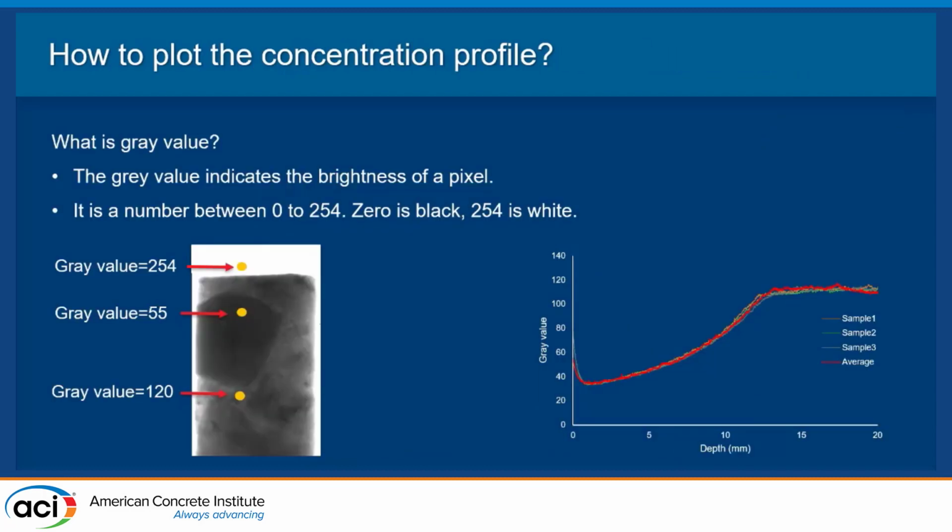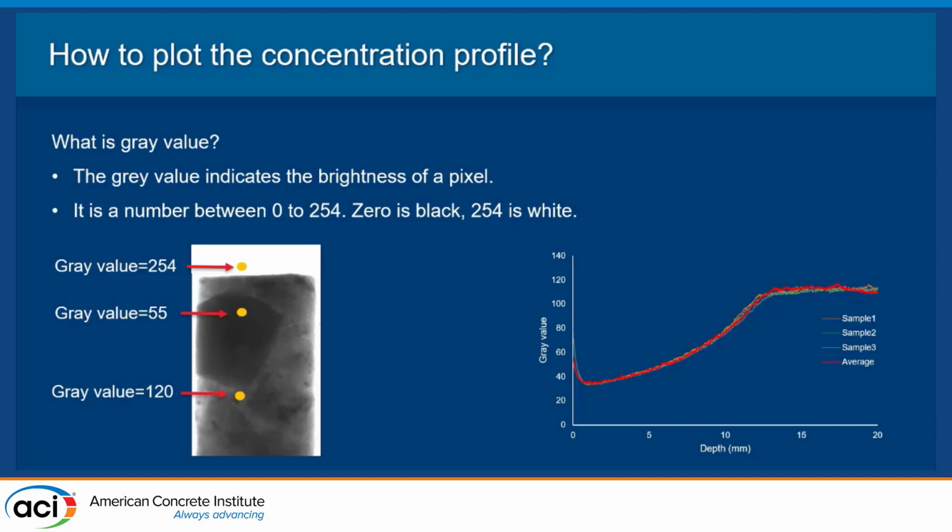So how do we measure the diffusion coefficient based on the radiograph? In this situation, we need to use gray value as a term that describes an X-ray radiograph. Gray value is a number between 0 and 254. 0 means total black and 254 means total white.